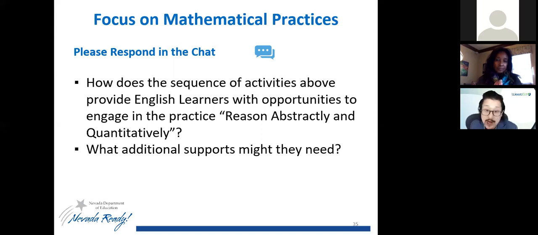They may not know what they're doing, right? So part of what we especially need to do with English learners is offer them those opportunities that make explicit that what you're doing is this, and these were the choices that you had. So please pop in a few responses to the chat. The mathematical practice is to reason abstractly and quantitatively.